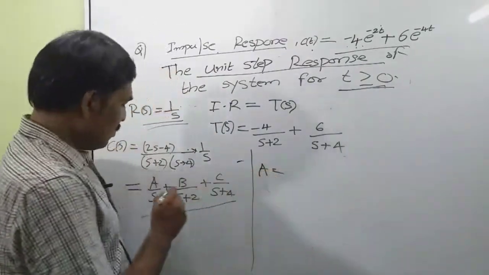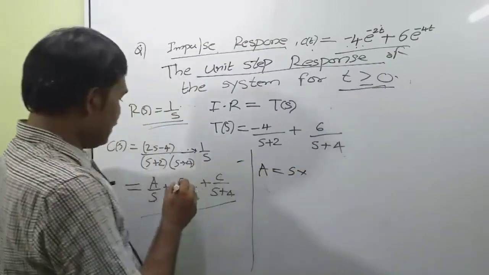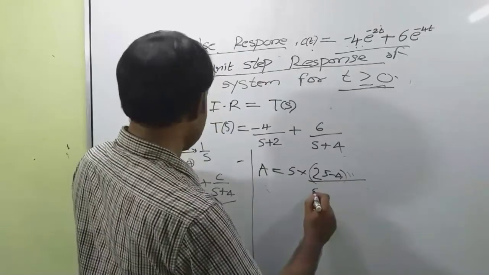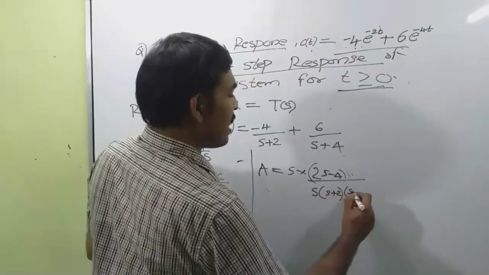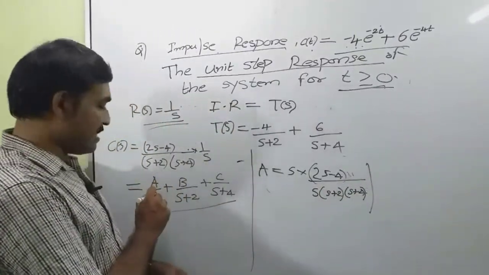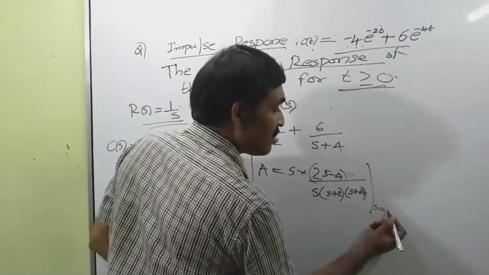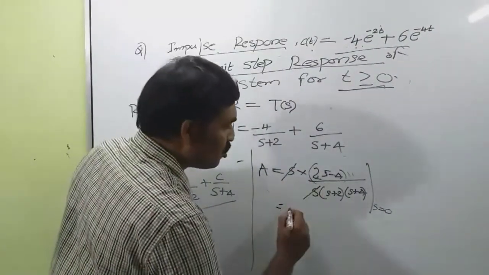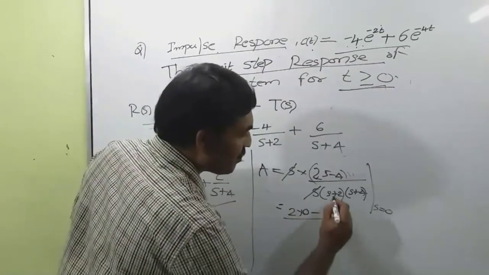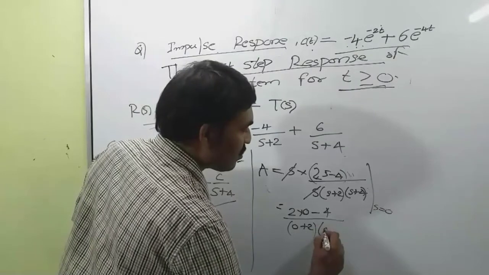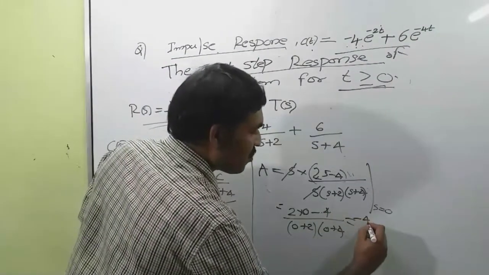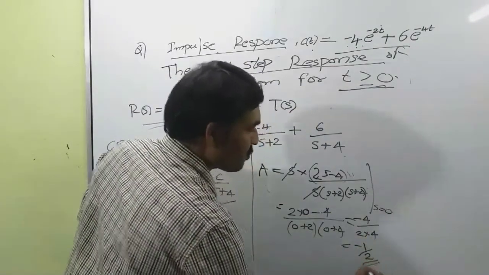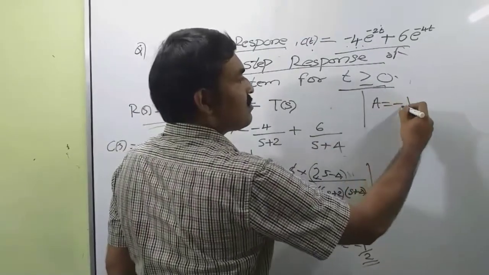A is equal to s into this function, that is (2s minus 4) divided by s into (s plus 2) into (s plus 4), evaluating at s is equal to 0. That is a pole at s is equal to 0. Now this s and s will cancel. Put s is equal to 0 in the remaining terms. So this is equal to (2 into 0 minus 4) divided by (0 plus 2) into (0 plus 4). So this is equal to minus 4 divided by 2 into 4. So this is equal to minus 1 by 2. Value of A is minus 1 by 2.